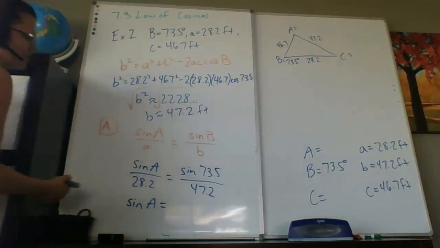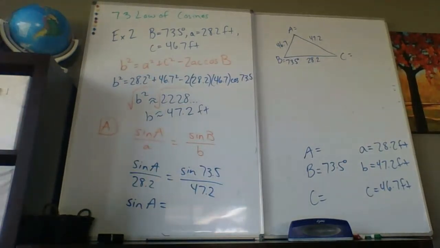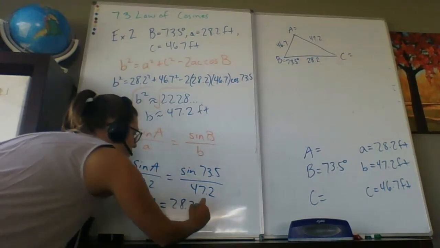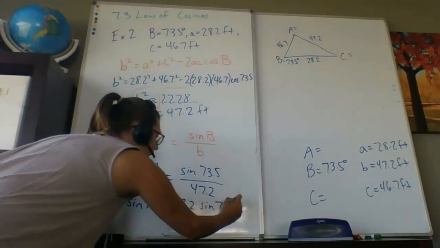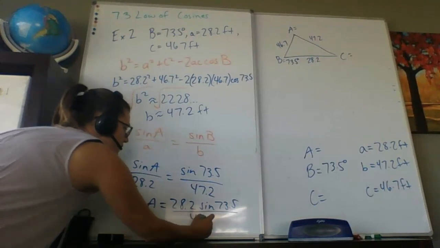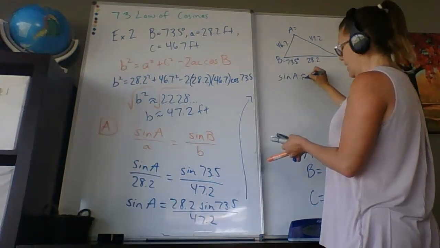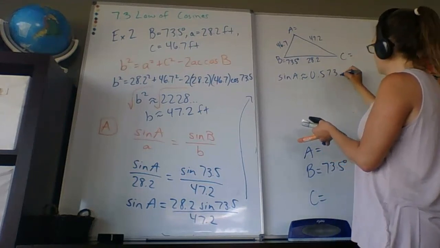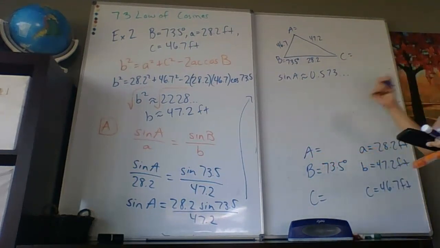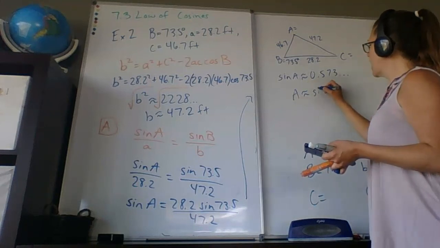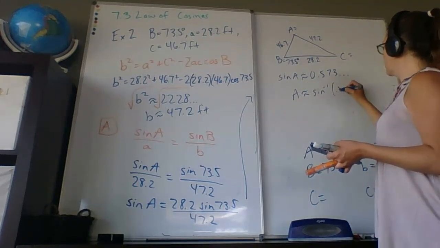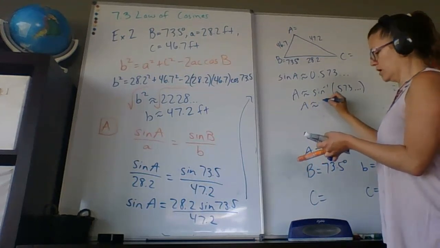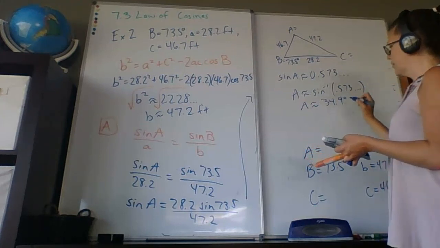If we multiply both sides by 28.2 or cross multiply and solve, we get 28.2 sine of 73.5 all over 47.2. Sine A is approximately 0.573. Again, we can leave that in the calculator. To find A, we do sine inverse of that answer. And we come up with A is approximately 34.9 degrees.